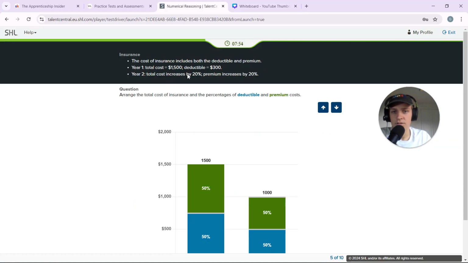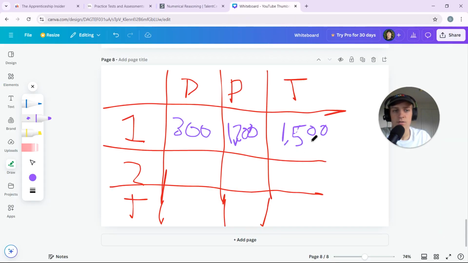Year 2, total cost increases by 20%. The way you do that is you times by 1.2. That's what increasing by 20% means. So you do 1,500 times 1.2, which will equal basically 1,800 essentially. So that's what that'll be there.